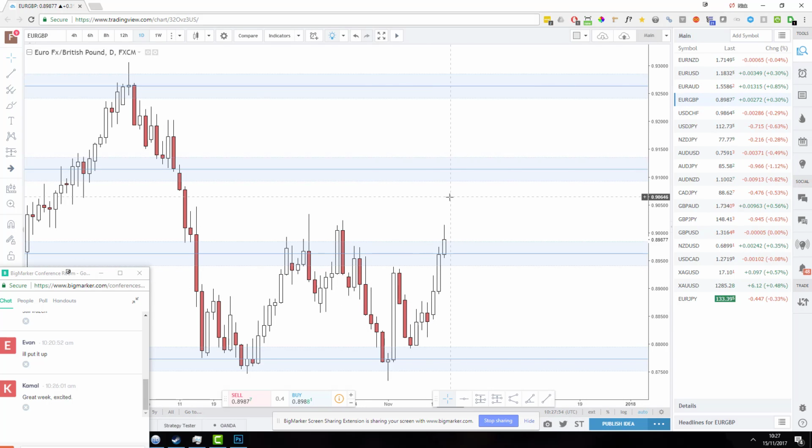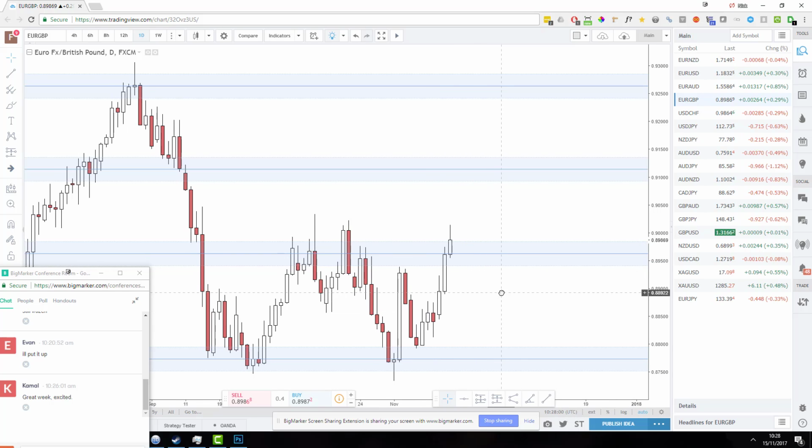EURGBP broken above the resistance area, but this candle can still give us a nice potential trade. It really isn't that great. It's going to give us a decent risk to reward ratio, but it's not as good as it could have been because we want to have our stop loss above the high of the indecision candle. So it's worth keeping an eye on, but it's unlikely I'm going to do anything with this.